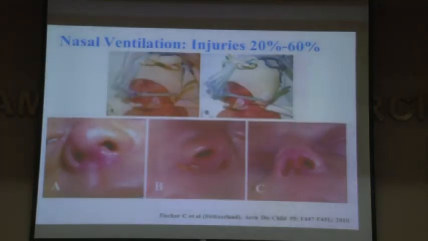Another study from Stuttgart, similar report. You can see a little bit of redness and then a little bit more ulceration and a deeper ulceration, damage to the columella. They reported 20 to 60% incidence of nasal trauma during CPAP.